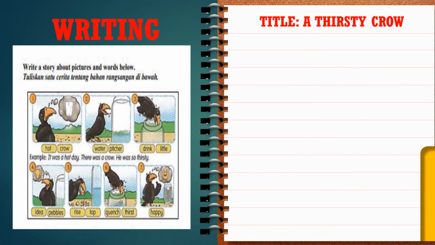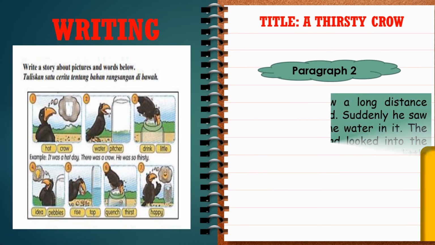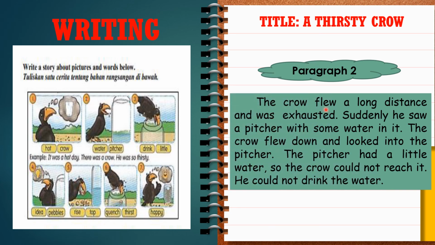Let's try to write the second paragraph. The crow flew a long distance and was exhausted. Suddenly, he saw a pitcher with some water in it. In this picture, the crow flew down and looked into the pitcher. Can he drink? No, right? The pitcher had a little water, so the crow could not reach it. He could not drink the water. So what happened after that?